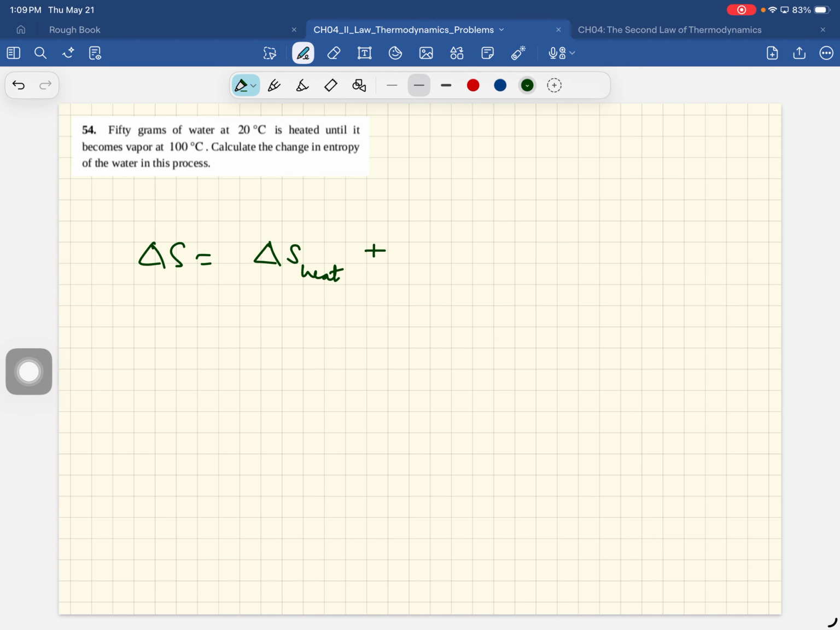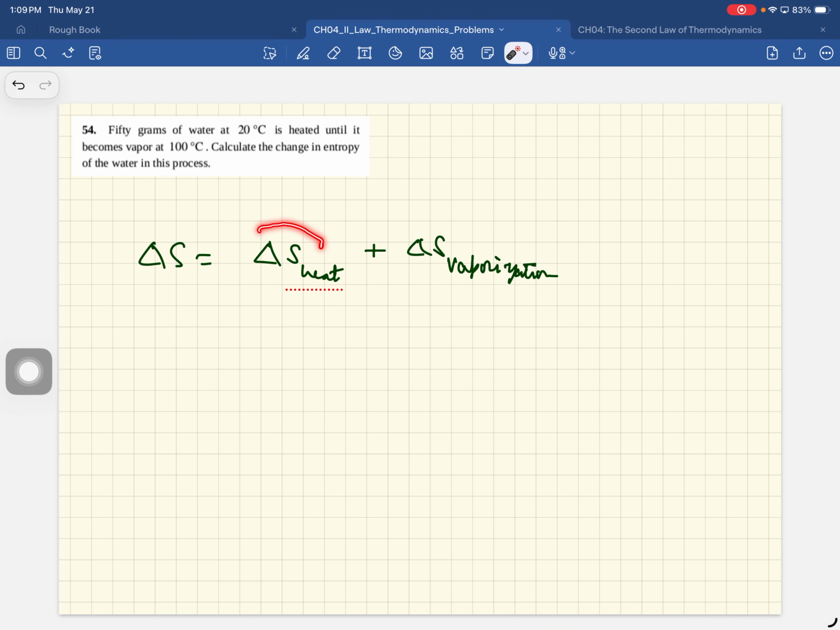Okay, so what is this saying? This is the change in entropy while you're heating the water from 20 to 100 degrees Celsius. This is the change in entropy when you're turning water into steam. So you see, when you're turning liquid into steam, that's when most of the entropy change happens. When you're warming the water, not as much change in entropy happens.